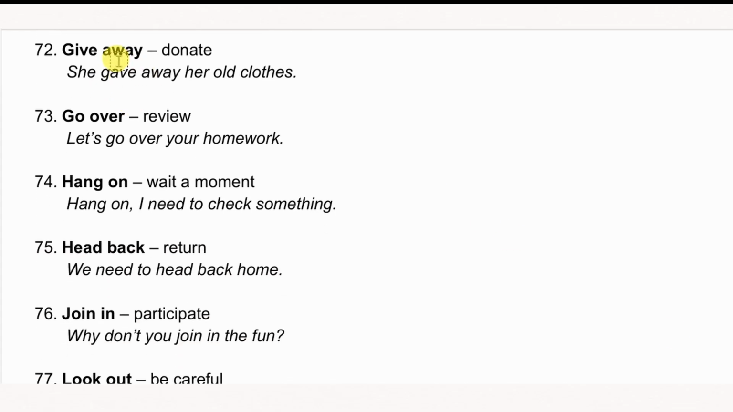To give away. This is to donate. She gave away her old clothes, means she donated. Giving freely, to give away, to donate. To go over. This is to review. Let's go over your homework, means just to review the homework.